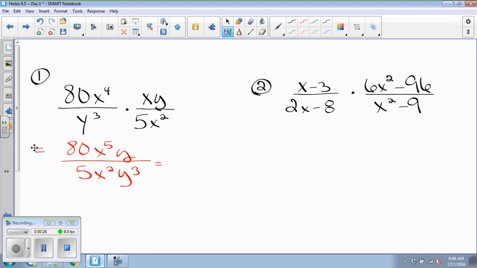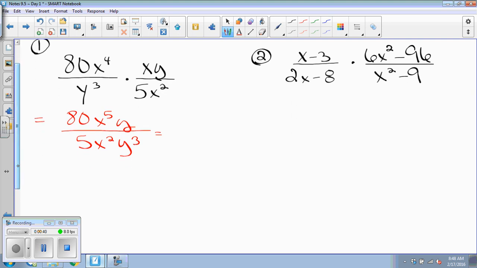We can reduce now because we can cancel out factors, right? There's nothing added or subtracted that's preventing us from being able to cancel out or reduce these x's and y's. And so the 80 and the 5, that's just regular whole numbers. So we reduce those like we would reduce any fraction. Divide them both by 5. So 5 divided by 5 is 1. 80 divided by 5 is what? 16. Okay? And then we have x to the fifth and x squared.